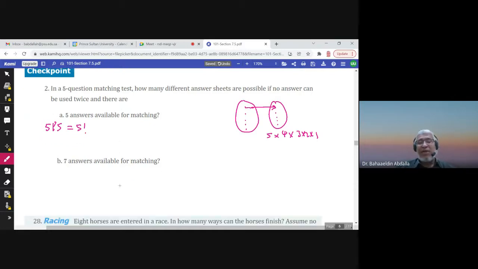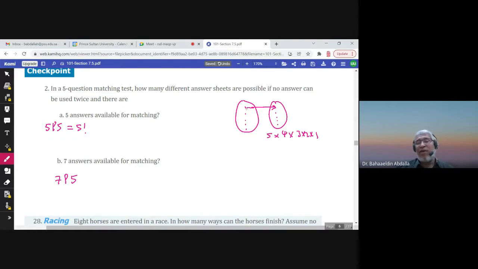Now 7 answers are available for matching. You have 7 answers available, but you need 5 of them only. You need to select 5 of them only. So selecting 5 out of 7 in order is given by 7p5.